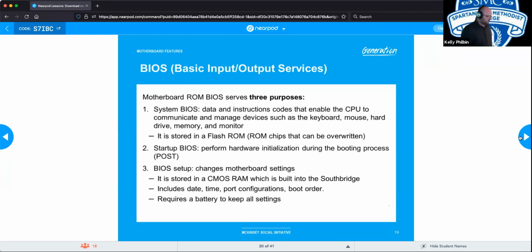So what you'll see in enterprise settings, for security reasons, they will lock the case. They'll put an actual physical lock on that case so you can't get in to remove the CMOS battery to reset settings. But we will get into that a little bit more when we get into security.